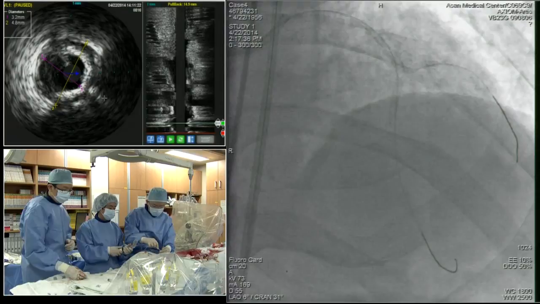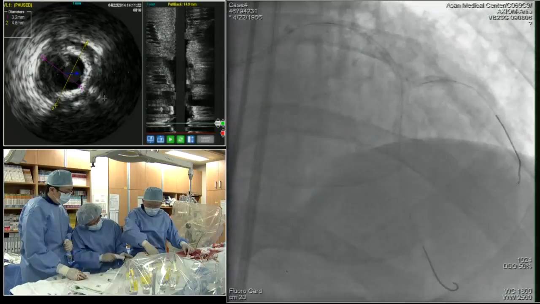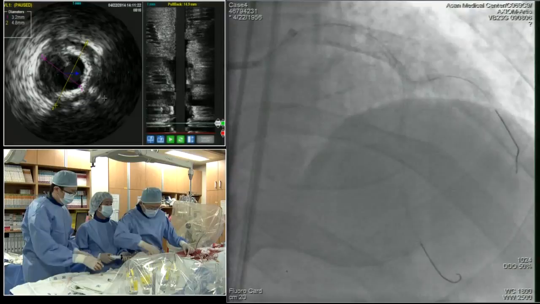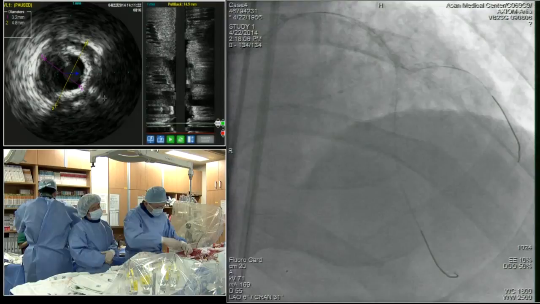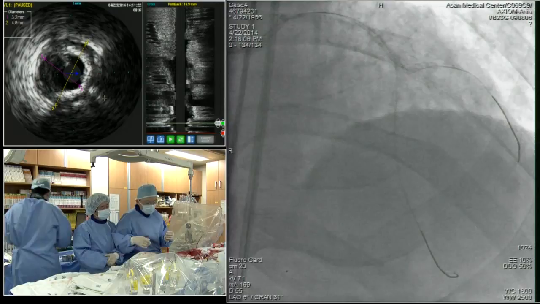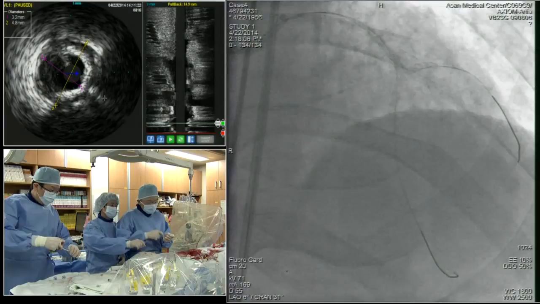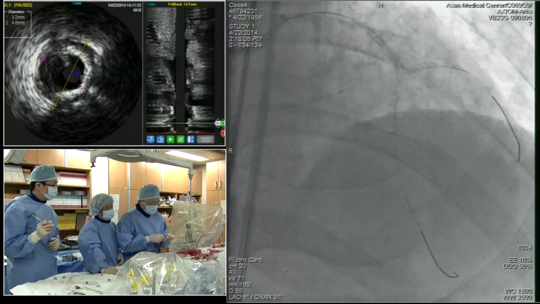So first, I take out Crusade. Give me 135 Corsair. In current complex PCI, lots of microcatheters are mandatory: Crusade, Corsair, Tornus. We cannot do this kind of procedure just with wire and balloon. This is 135 Corsair. And if this doesn't pass, I stop. Even if the diagonal develops restenosis, the patient will not die. For sure.